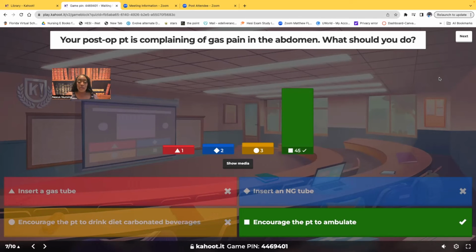Two people chose insert an NG tube. Let me tell you something. We insert NG tubes when we want to do what? Decompress the stomach, okay? If the patient's NPO for an amount of time, we don't want them to get gastric ulcers. We want to decompress the stomach, then we're going to insert the NG tube.